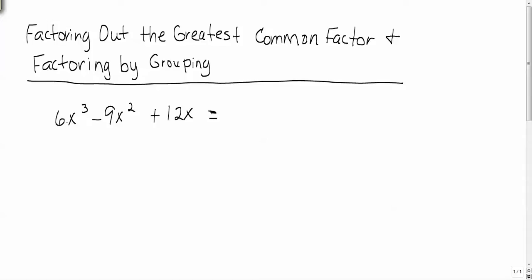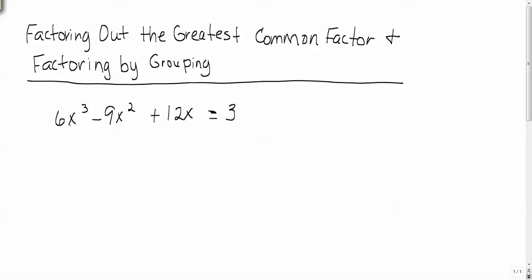What we do first is we look at the numerical part of each term, the coefficient of each term. We have a 6, a negative 9, and a 12. So we want to find the largest number that divides into all three evenly. The largest number that goes into 6, 9, and 12 evenly would be 3. Now if 1 was the only thing that went into those numbers, you wouldn't have to put 1 out here.